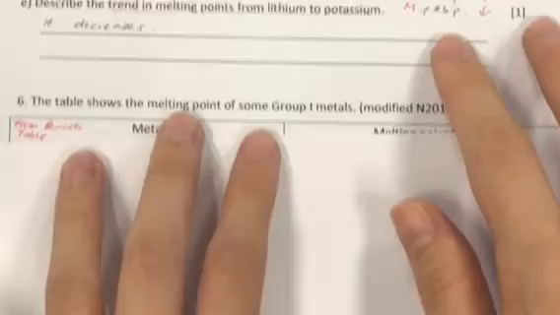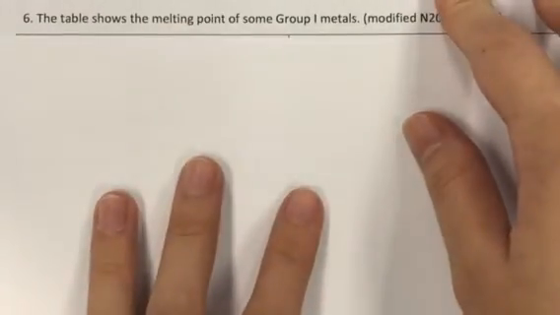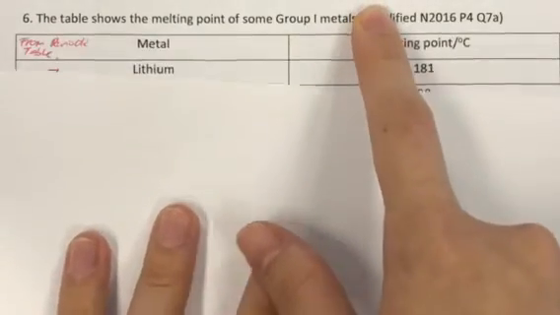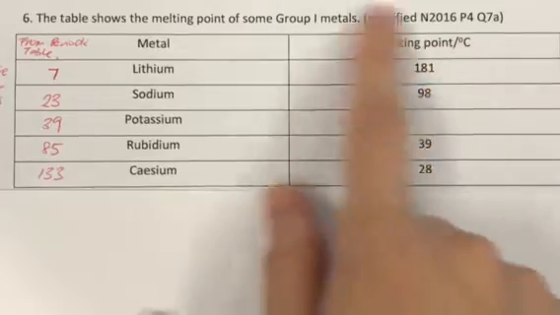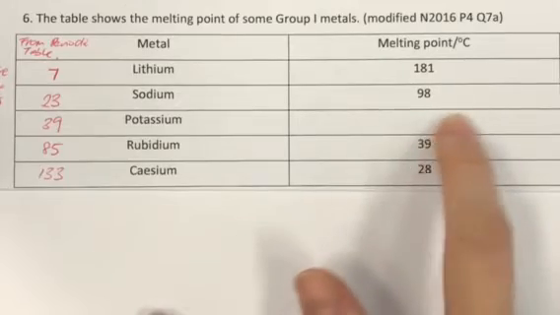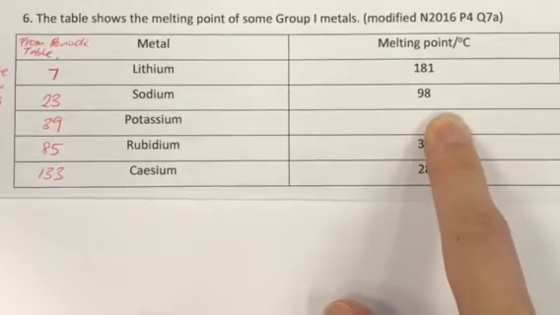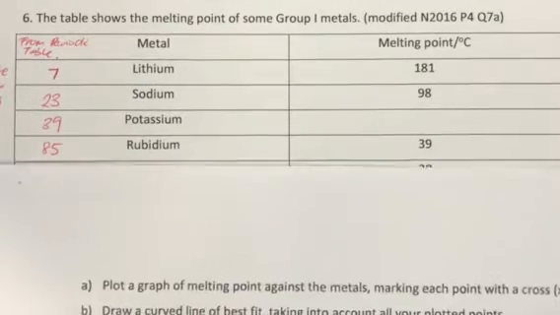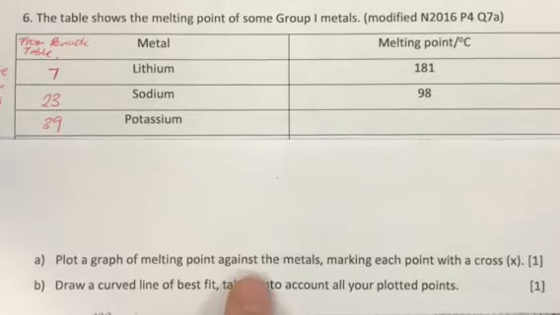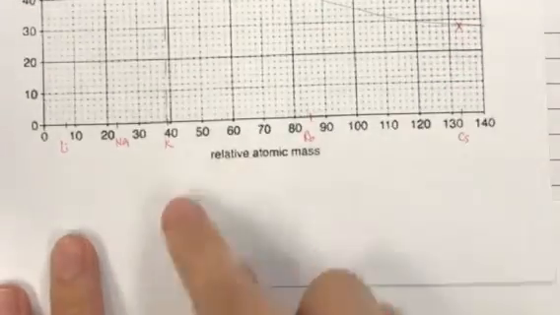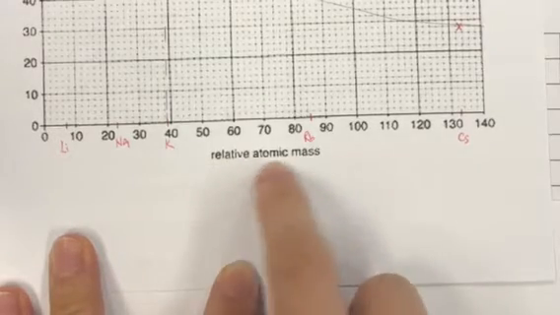And finally, the last question, question 6, where they show you the melting point, with potassium not having any melting point for you to do. Then the next question, in part A, is for you to plot a graph of the melting point against the metals, marking each point with a cross. If you look at the graph, it says relative atomic mass.